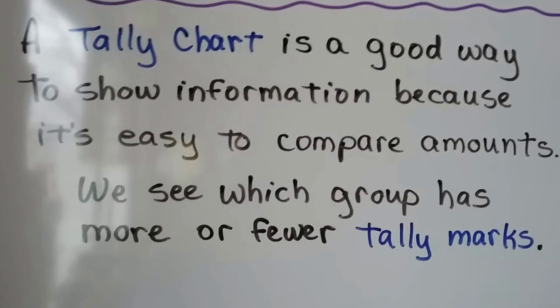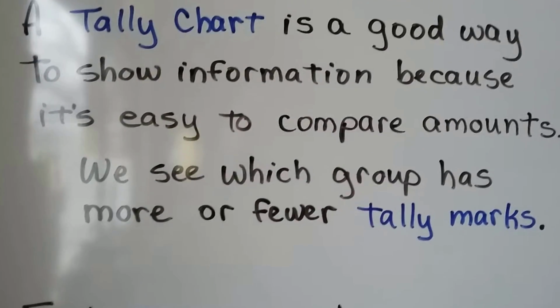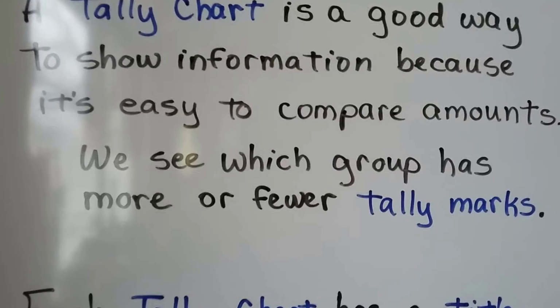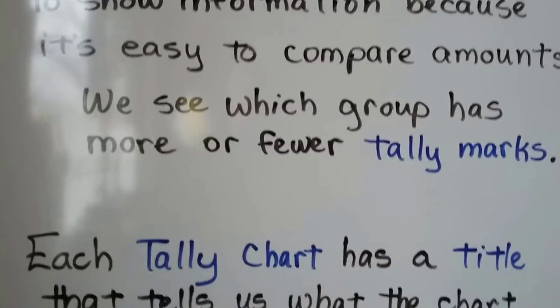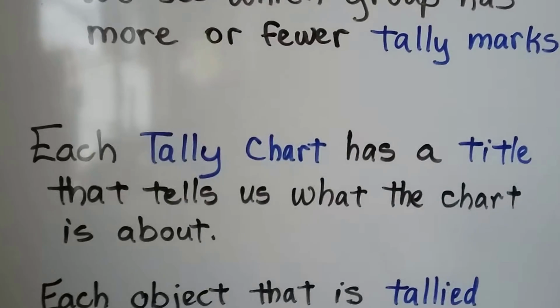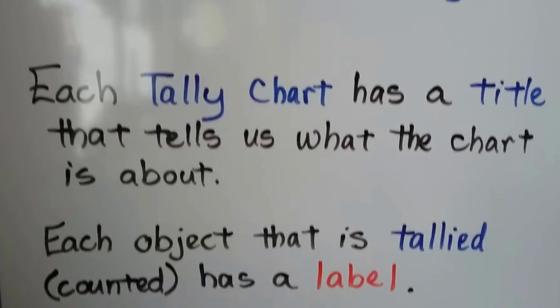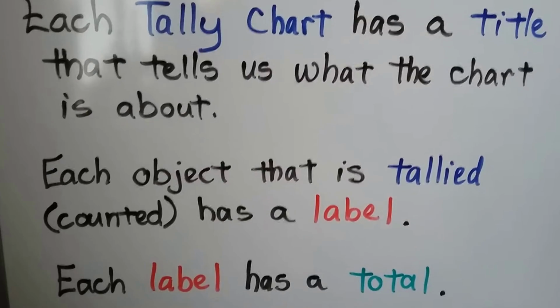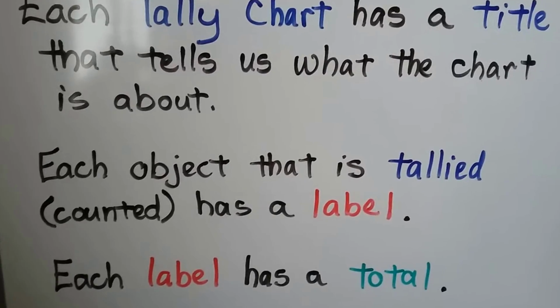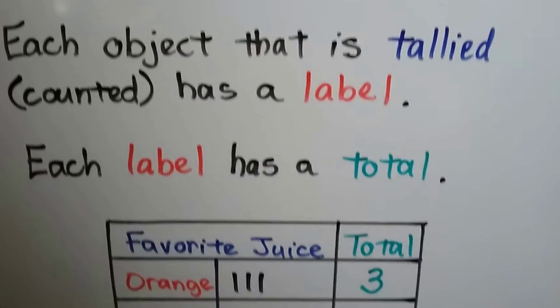A tally chart is a good way to show information because it's easy to compare amounts. We can see which group has more or fewer tally marks. Each tally chart has a title that tells us what the chart is about. Each object that is tallied, which means counted, has a label, and each label has a total.